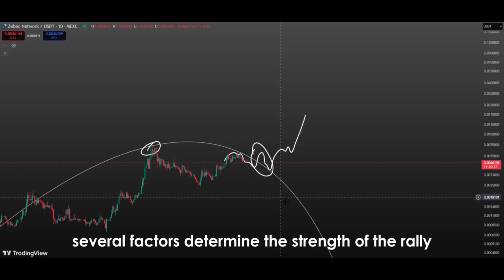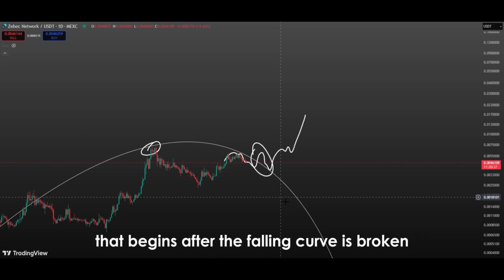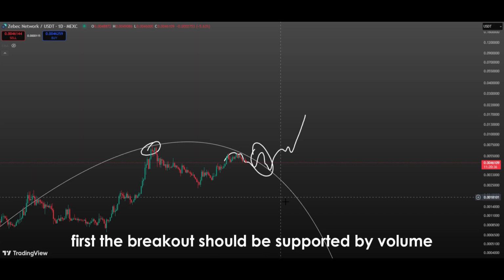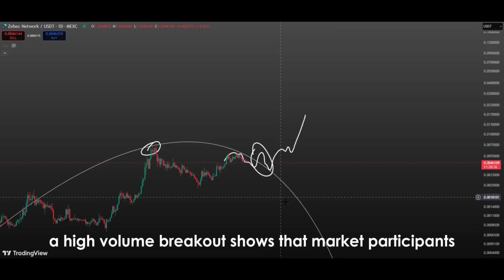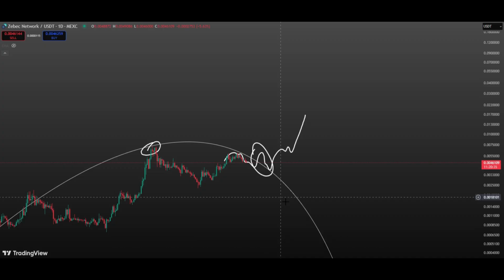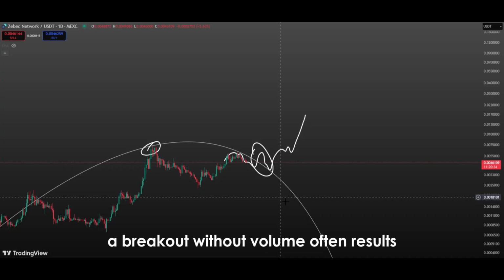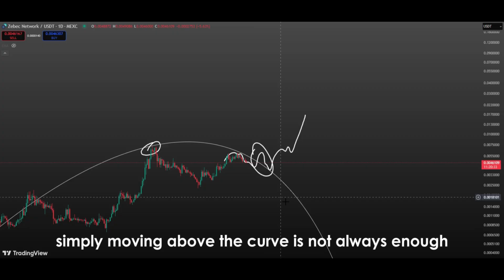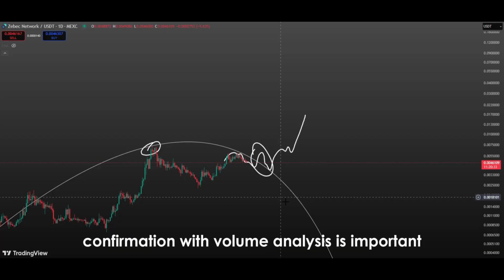Several factors determine the strength of the rally that begins after the falling curve is broken. First, the breakout should be supported by volume. A high-volume breakout shows that market participants strongly believe in surpassing this level and are taking positions. A breakout without volume often results in a false breakout. Therefore, simply moving above the curve is not always enough. Confirmation with volume analysis is important.